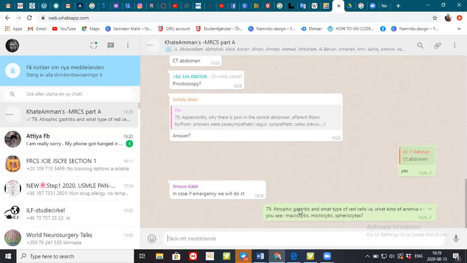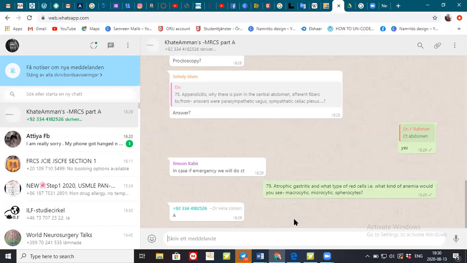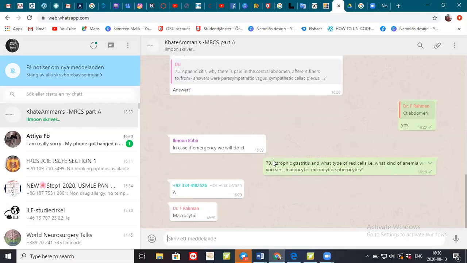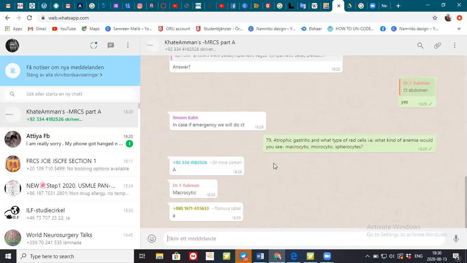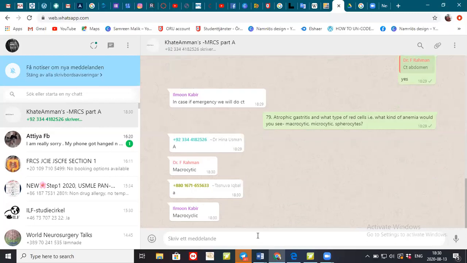In case of atrophic gastritis, what would you see? What type of cells would there be? Macrocytic. Yes, macrocytes. In what conditions are you going to find atrophic gastritis? Pernicious anemia. There will be decreased absorption of vitamin B12.